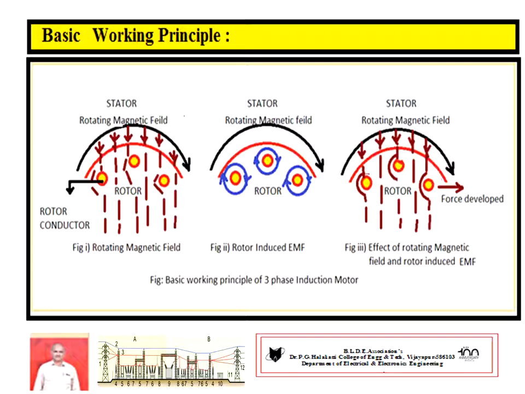When the rotor circuit is closed, rotor current will flow. This induced rotor current has a direction as per Lenz's law: it opposes the cause which produces it. Hence, this rotor induced EMF causes the rotor induced current in the rotor circuit. Figure number 3 shows the effect of the rotating magnetic field and rotor induced EMF.